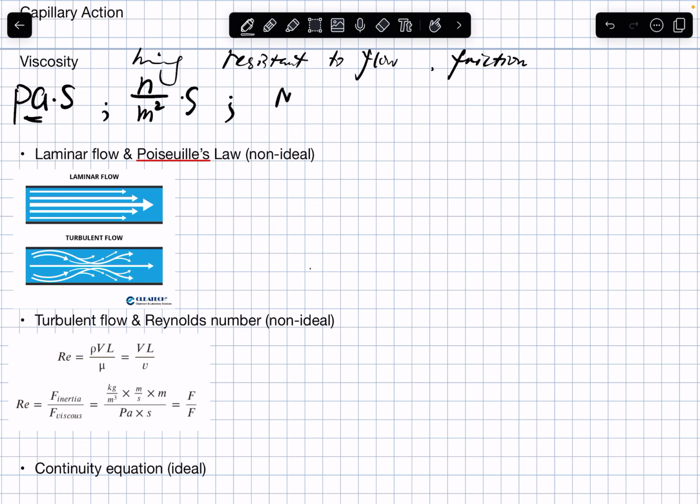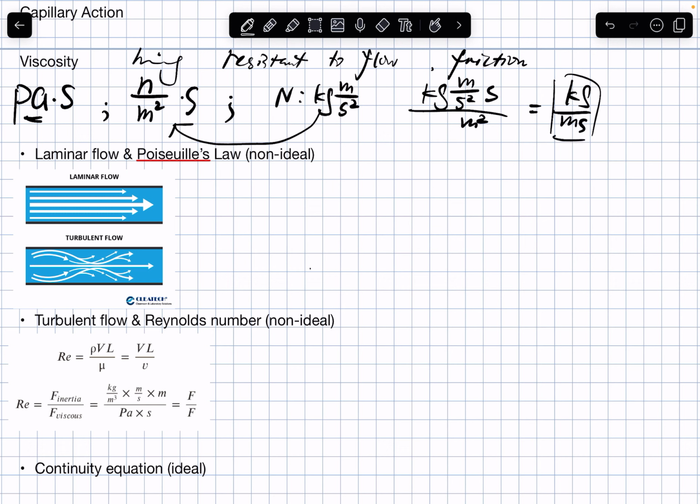Or I can break down Newton even more. So Newton is really kg m per second squared, right? And then if I plug this into my second unit, then I get kg m per second squared times s over m squared. And then that gives me kg per m s. Okay, so all these three are units for viscosity, okay?